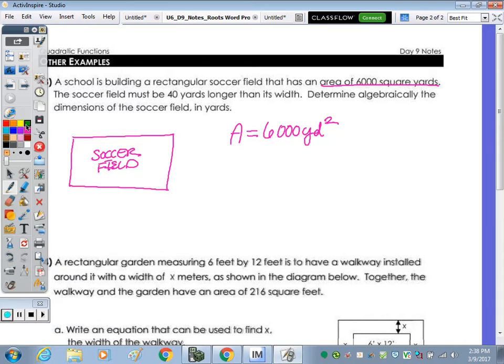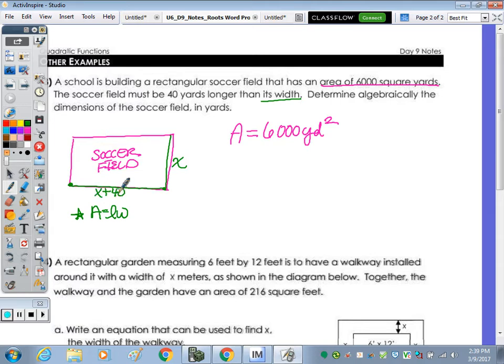What did they do, Sarah? They multiplied the length times the width. So we need these two dimensions, length times width. So we can make a note, area is length times width. In the question it said the soccer field must be 40 yards longer than its width. So since we don't know its width, we're going to leave the width as x. 40 yards longer would be what algebraic expression, Dan? Say the width was 10. 40 yards longer would be 50. So good. This is x plus 40.